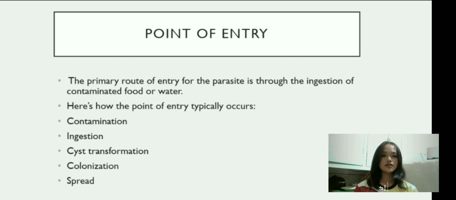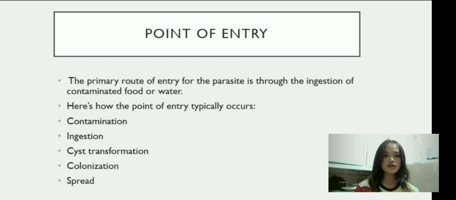Contamination. The parasite enters the human body when a person consumes food or water that has been contaminated with the cyst form of Entamoeba histolytica. Contamination can occur due to poor sanitation practices such as the use of fecally contaminated water for drinking, washing food, or improper handling of food by individuals infected with the parasite. Next is ingestion. Once the contaminated food or water is ingested, the cysts of Entamoeba histolytica reach the stomach and then the intestines.